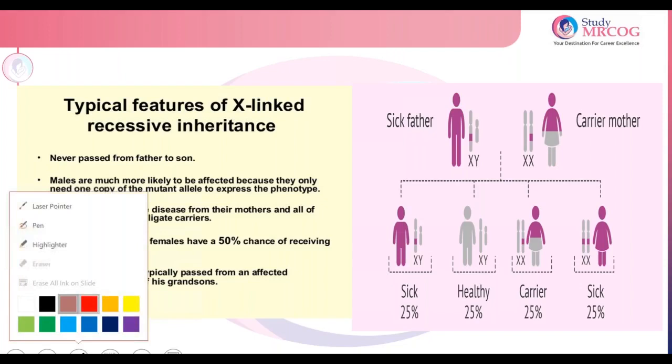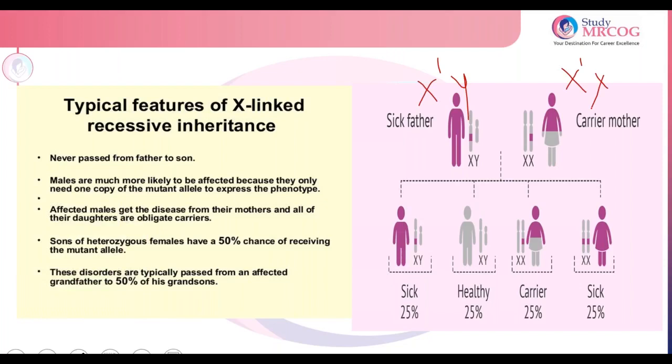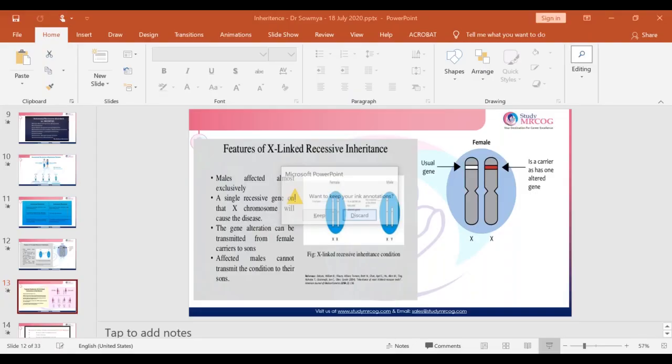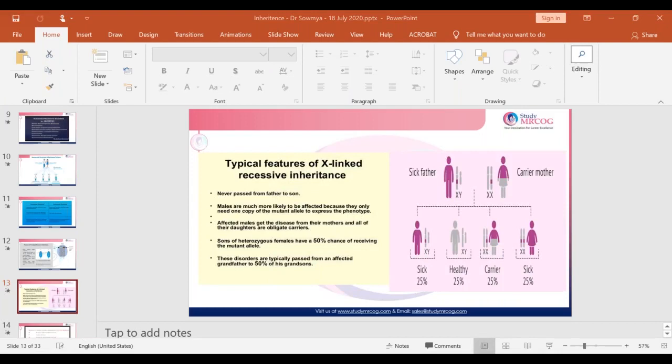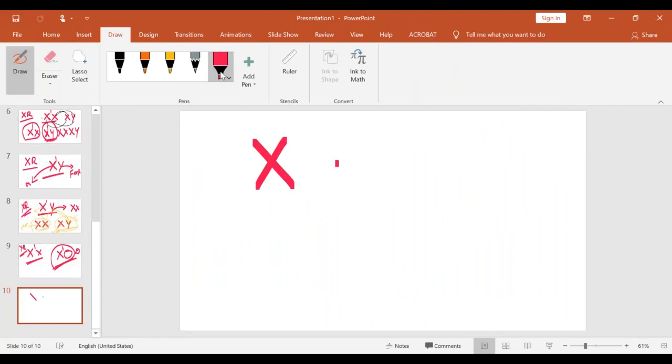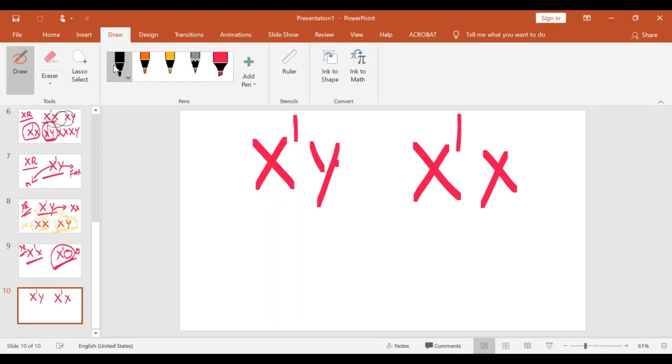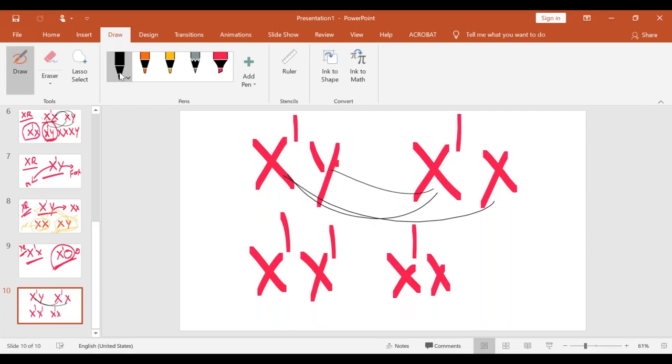So you can see this father is sick and the mother is a carrier. This is another example, let's take this again, because here there's a possibility a girl can also get affected. This is another example with a condition like hemophilia. The father is already affected and the mother is also a carrier. So what can happen in the permutation and combination? It can be X dash X dash, it can be X dash X, it can be X dash Y, and it can be X Y.